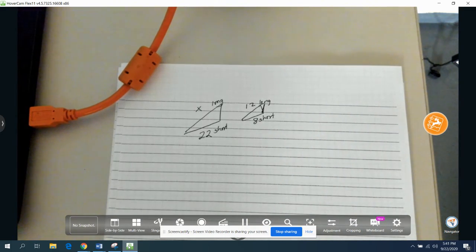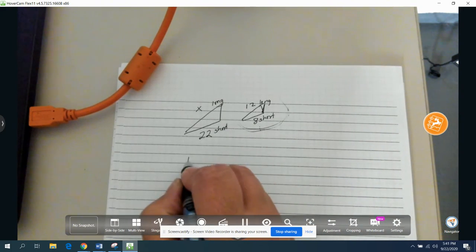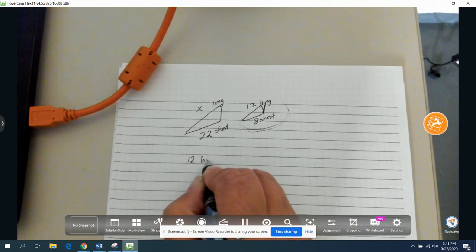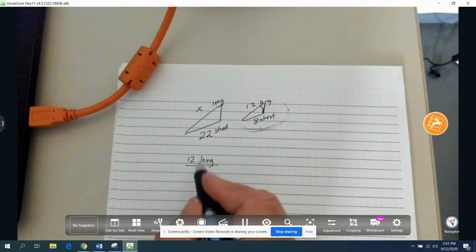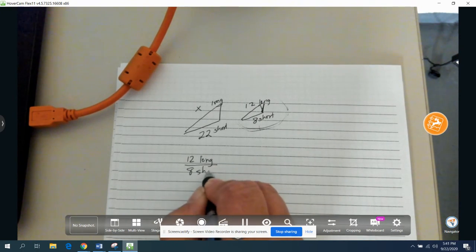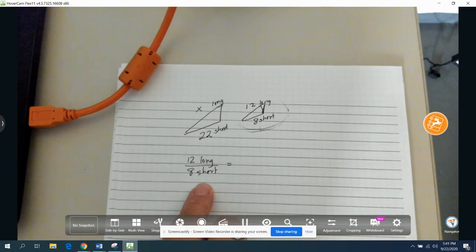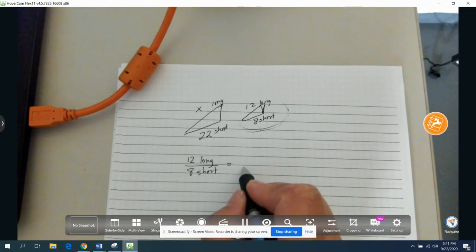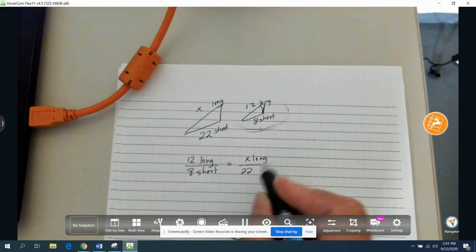All right, so I want to set up a ratio. So I start with the thing that I know. So according to this ratio, the 12 units for the longest side is a ratio: for every 12 lengths of the long side, there's 8 lengths of the short side. So that's the ratio. Setting up a proportion is finding the thing that I don't know. Given this same rate, I want to know the length of what my long side would be, given that the short side is 22.